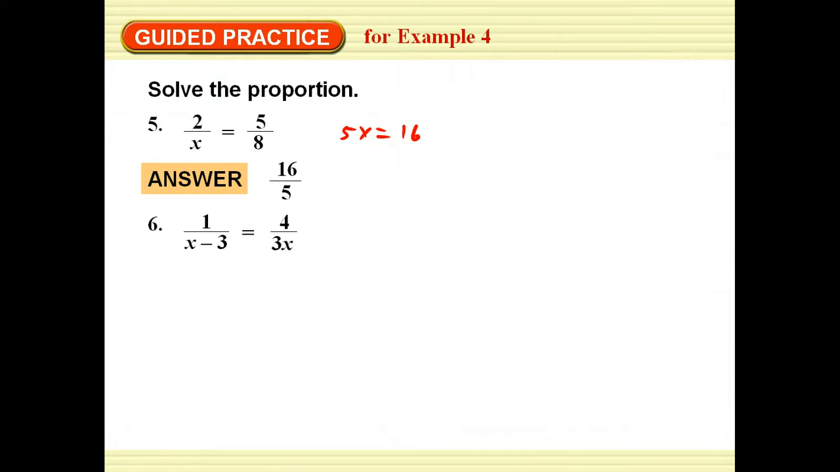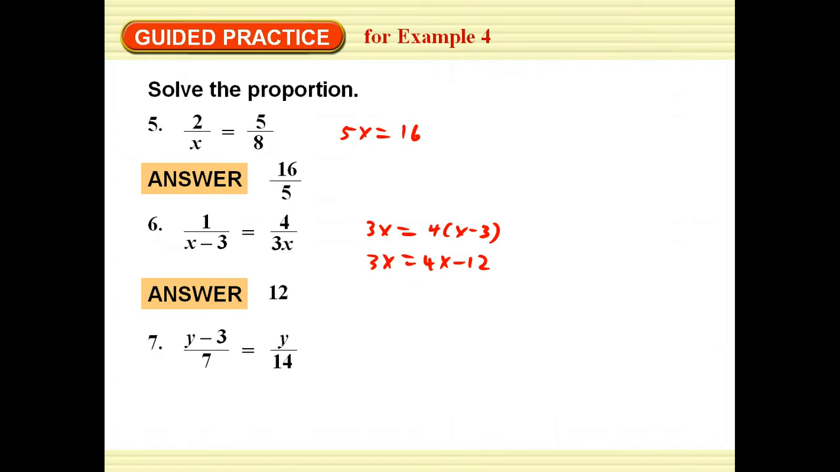In this one, you've got to remember that 1 times 3x is 3x, but when I multiply my 4 times x minus 3, I'm going to have to distribute. That gives me 4x minus 12, and that's a simple equation to solve. You end up with x equals 12.